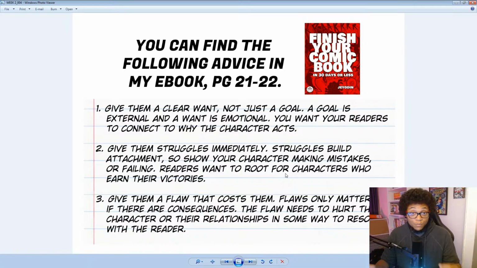Give them a flaw as well. Give them a flaw that costs them. Flaws only matter if there are consequences. The flaw needs to hurt the character or their relationship in some way to resonate with that reader.